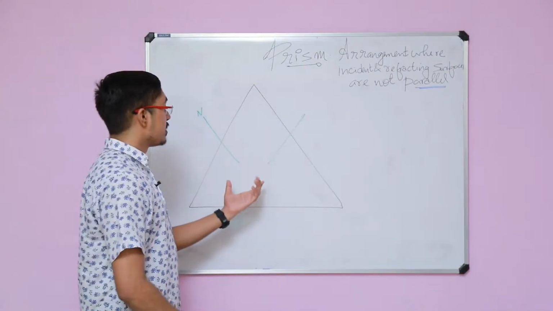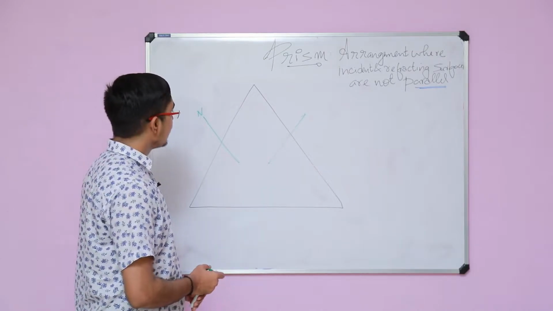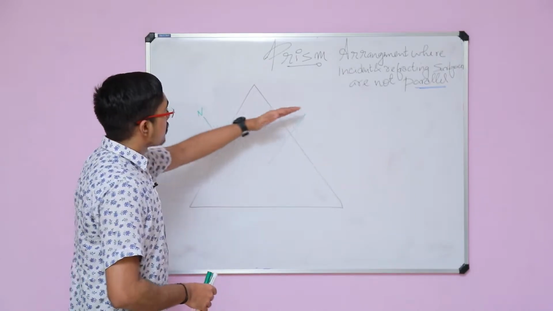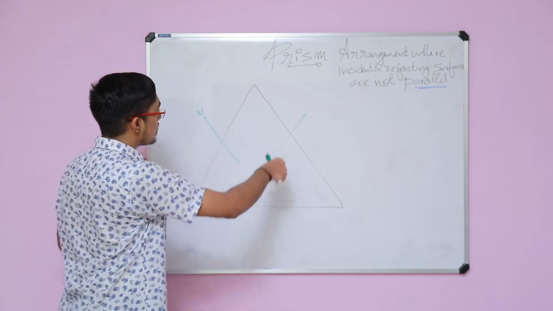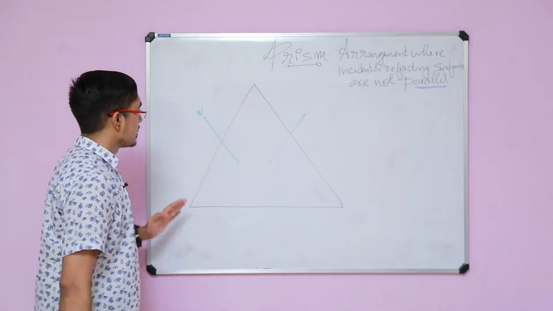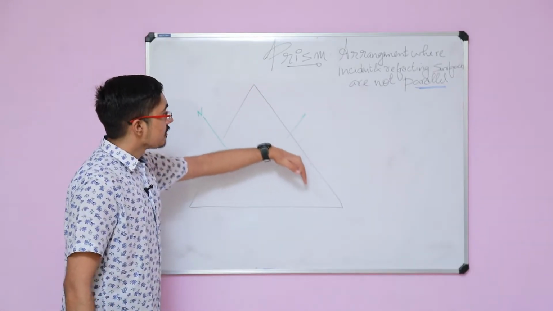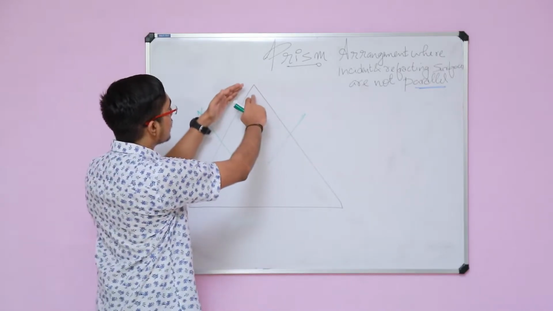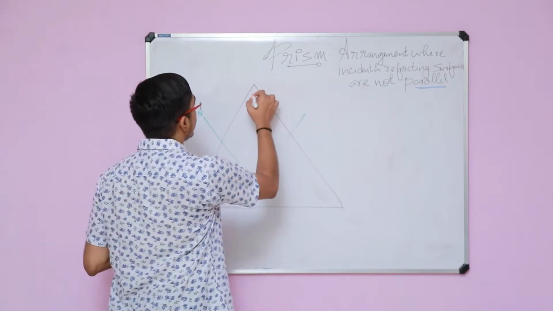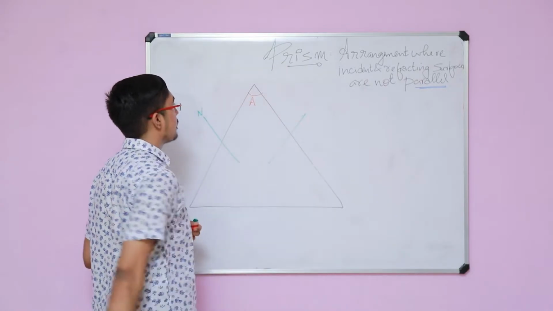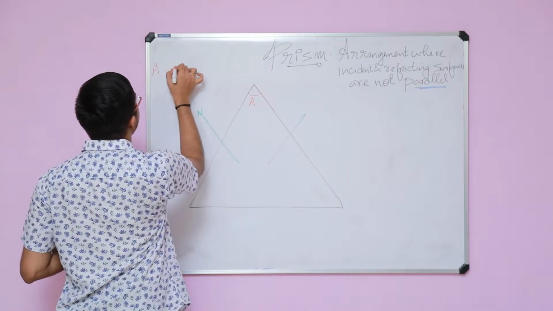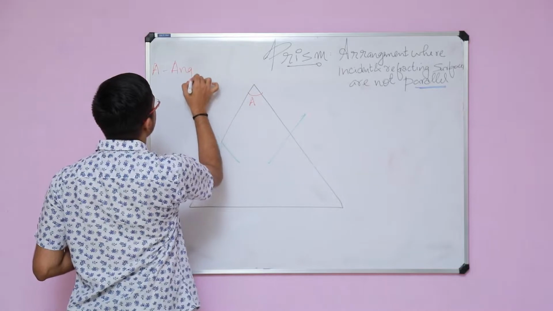So if you consider this particular big prism I have drawn over here, these are the two normals, the 90 degree lines which are drawn to these particular surfaces. So this is the incident surface and this is the refracting surface, right. They are at an angle to each other and this angle is demarcated as A. Now what does A stand for? A is called the angle of prism.